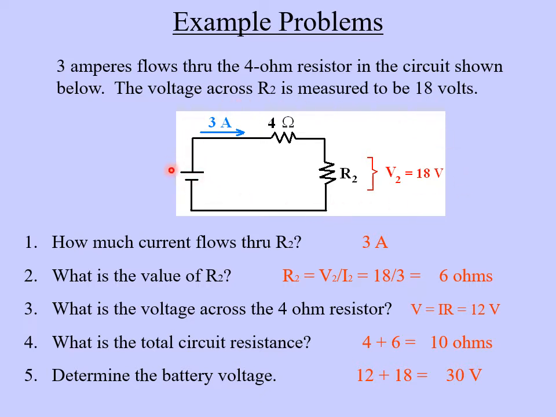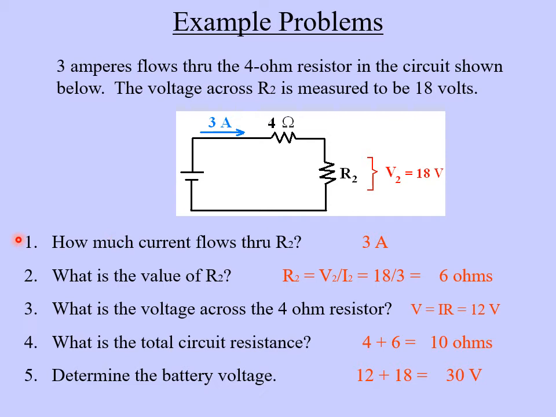We have a battery, but we don't know what the voltage is of the battery. We have a 4 ohm resistor here. We have 3 amps of current flowing here, and we have an unknown resistance here, R2, but we know that the voltage across R2 is equal to 18 volts. So let's go ahead and answer 5 questions, which will ultimately lead us to figure out what the voltage of the battery is and also how many ohms of resistance this resistor has here.